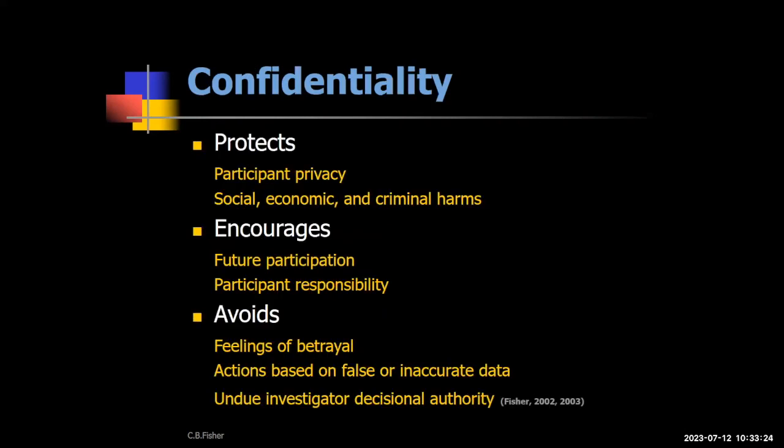Okay, so we all know about confidentiality. It protects participant privacy, and social, economic, and emotional harms. It encourages future participation. It encourages participant responsibility and avoids feelings of betrayal. It avoids us acting on false or inaccurate data. Anybody could be bragging or not telling us something. And it also protects against undue investigative decisional authority. Who are we to make these decisions?